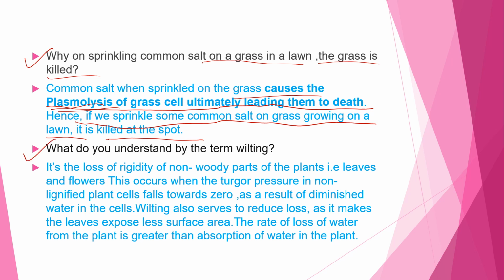So what do you understand by the term wilting? What is wilting actually? It is the loss of rigidity of non-woody parts of the leaves and flowers.